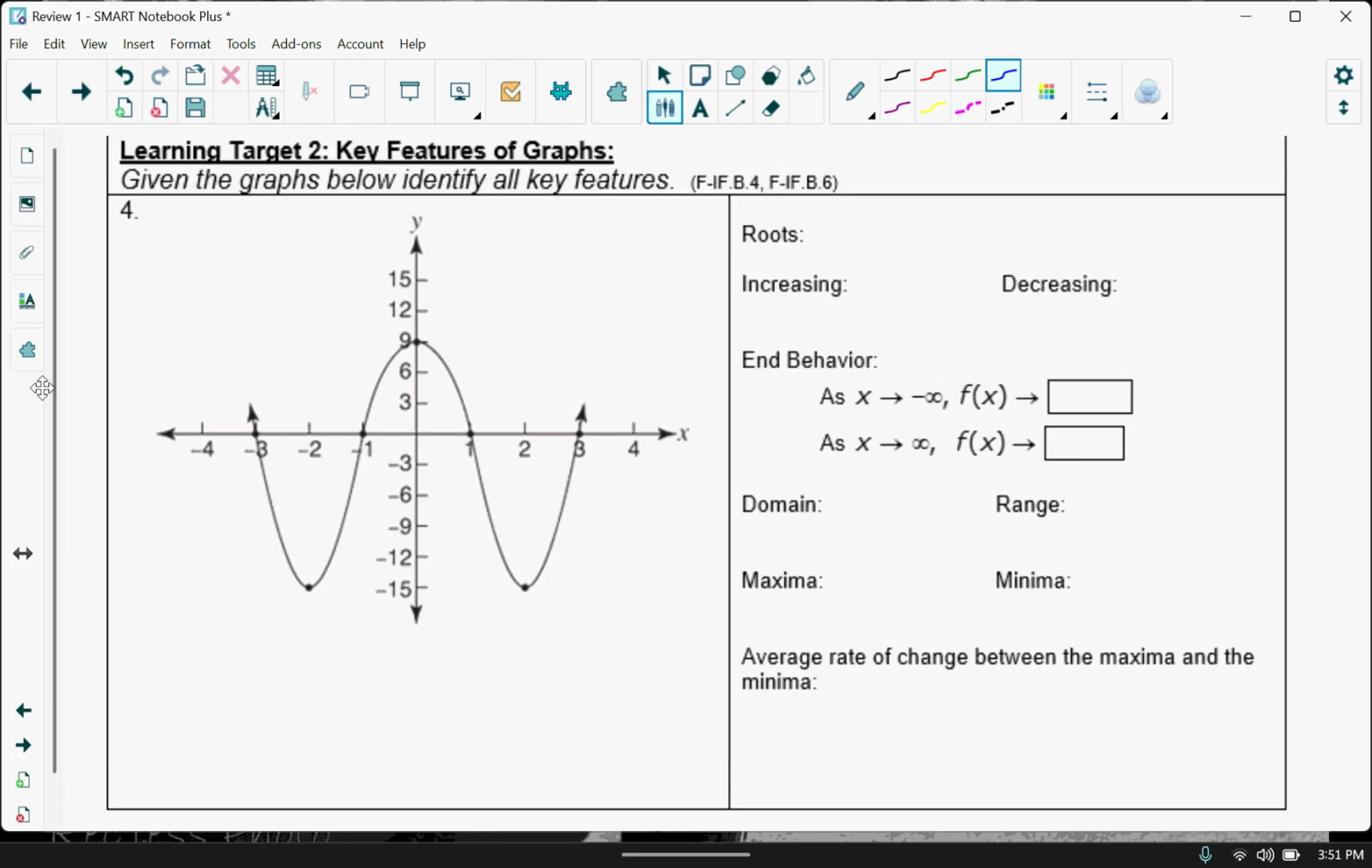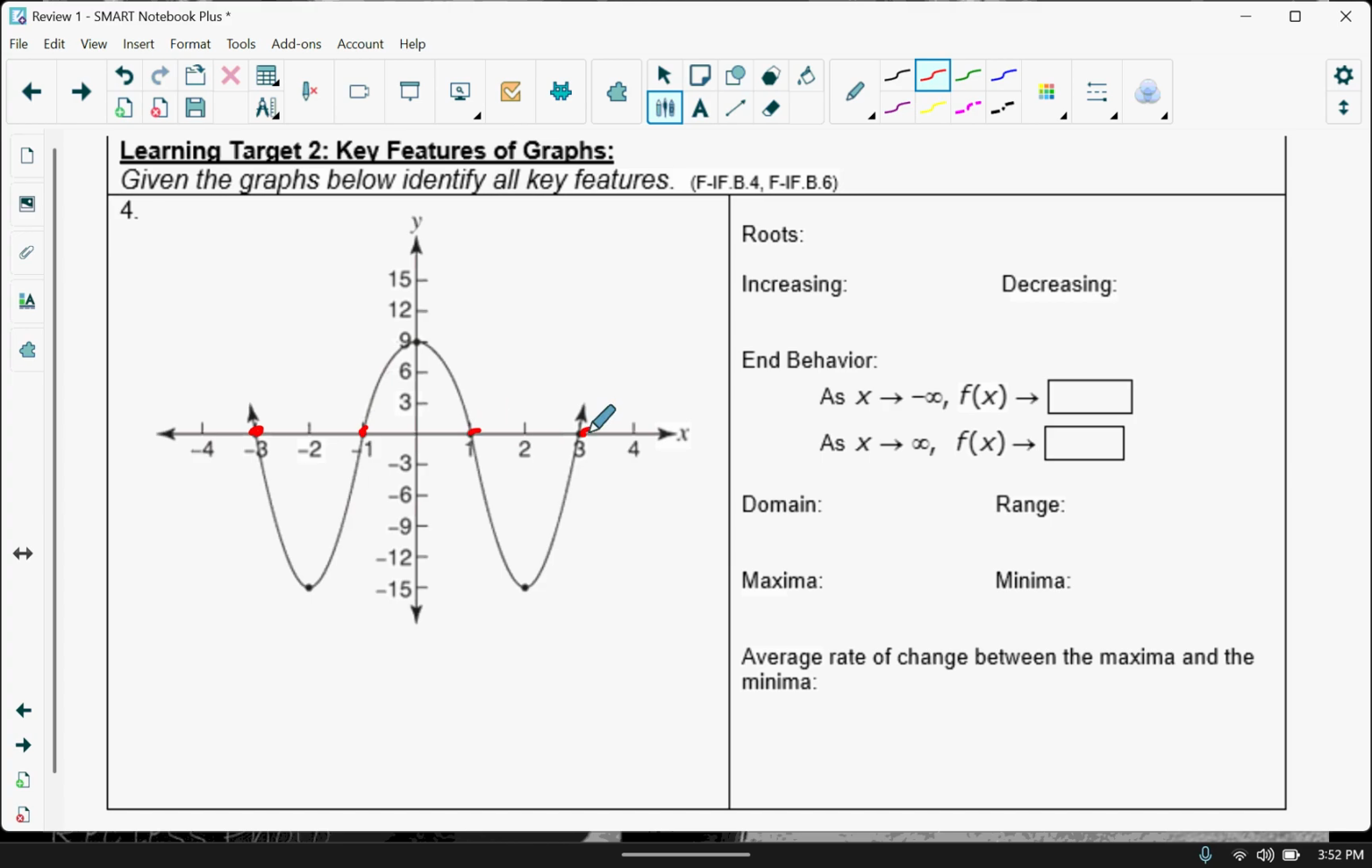Okay, learning target 2 is the key features of the graphs. So you have quite a few definitions that you have to remember. For instance, the root has multiple names. You can call them roots, you can call them solutions, you can call them x-intercepts, you can call them zeros. No matter what you call them, the roots are always the points along the x-axis, wherever the curve or the graph touches the x-axis. Looking at this graph, it appears that it touches at 4 different locations.